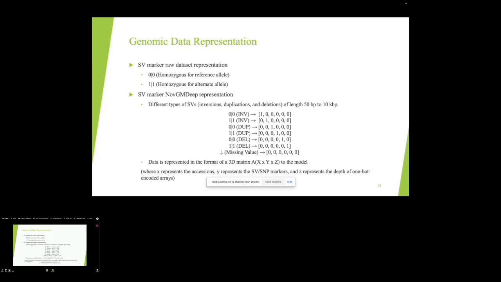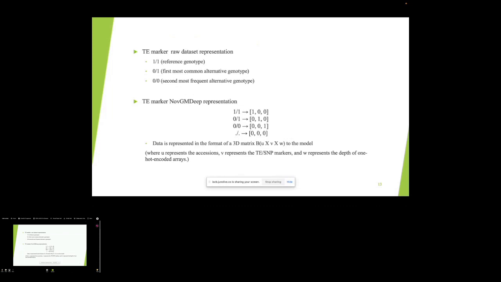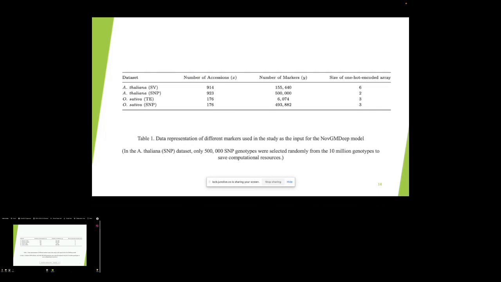In one-hot encoding, given a data set with different features, the encoder finds the unique values per feature and transforms the data into a binary one-hot numeric array. Then the data was fed as a 3D matrix to the model. A similar strategy is used to encode transposable element and SNP variants, shown here. This table shows the data representation of the different markers used in the study.